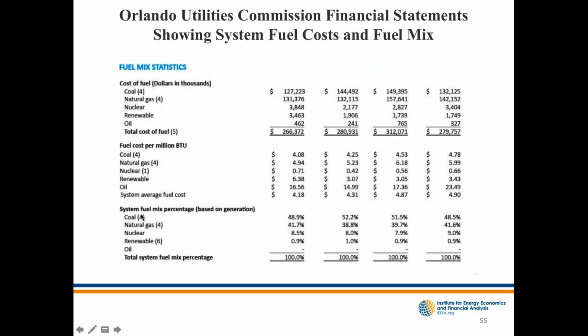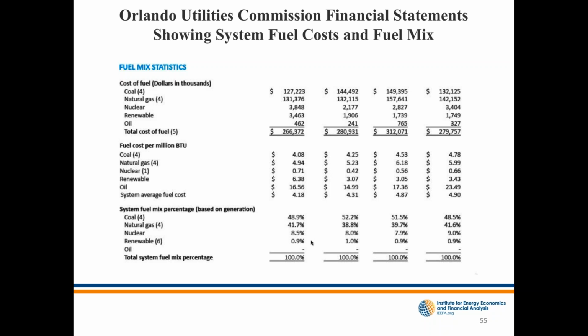Interestingly, you see the fuel mix. Here you have a utility in a major city in Florida, a very sunny state. 49% of its fuel mix in the fiscal year ending September 30th, 2016 was coal. 42% was from natural gas. 8.5% was from nuclear, and a pitiful 1%, or less than 1%, was from renewables. This is information advocates can use.